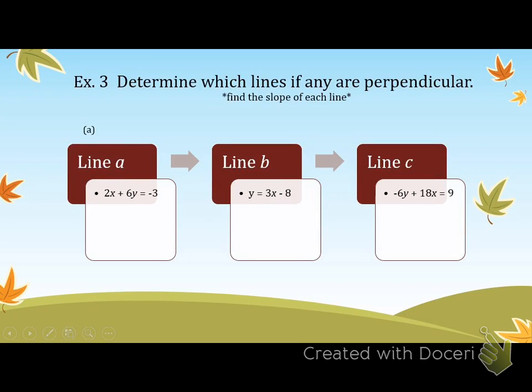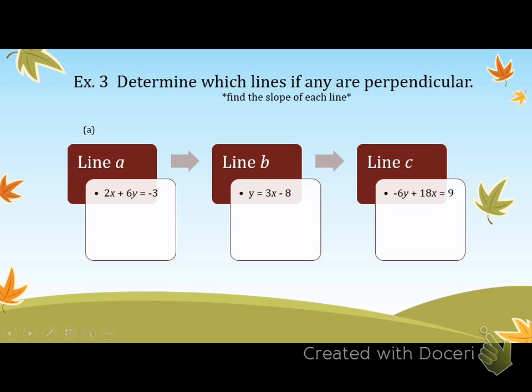So today we're going to pick up lesson 4.3 at example 3. It says determine which lines, if any, are perpendicular. So first of all, let's look at line A. The question that I have is, is line A in the correct form for us to identify or find the slope? Yes or no? No. So Yasmin, we have to put this line into what form in order to be able to find the slope? y equals mx plus b.